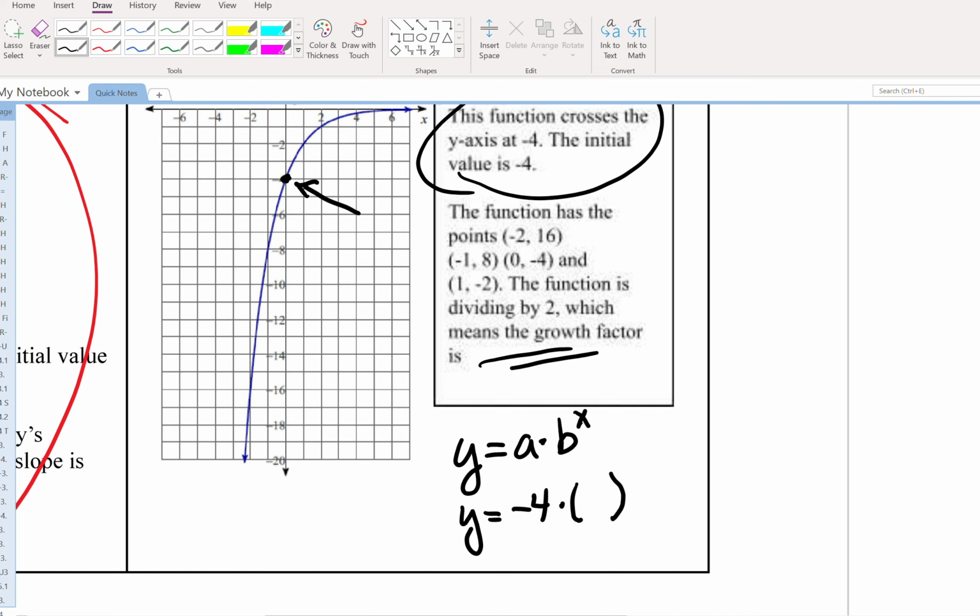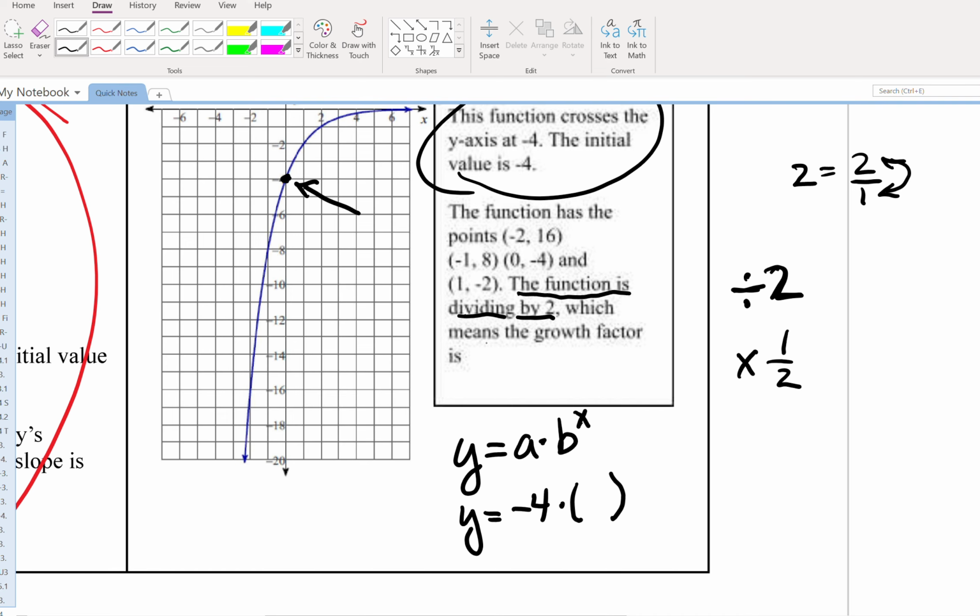It says the growth factor is, well, the function is dividing by 2. Remember that dividing by 2 is the same as multiplying by its reciprocal. And since 2 is the same as 2 over 1, the reciprocal is 1 over 2. The reciprocal, you just switch places. So dividing by 2 is the same as multiplying by 1/2. And so it says, which means the growth factor is 1/2. So I would put 1/2 here raised to the power x.